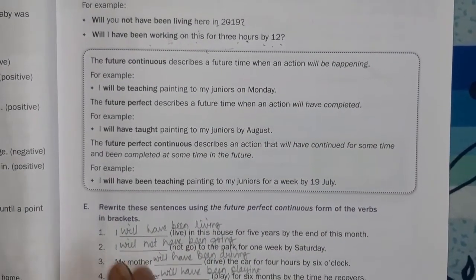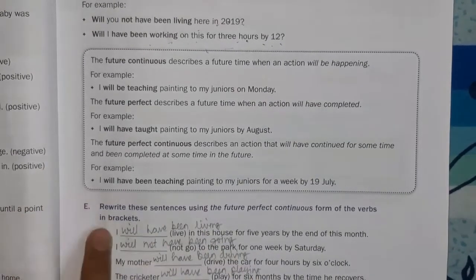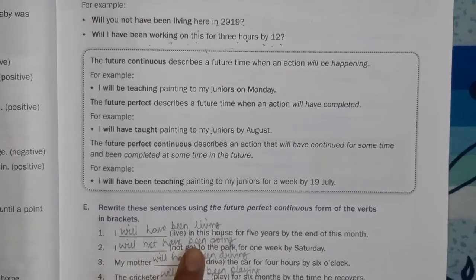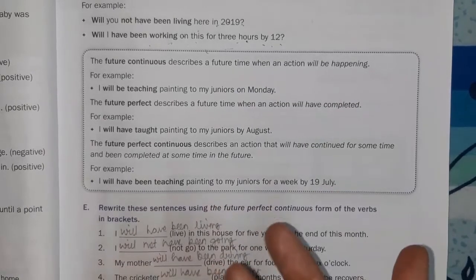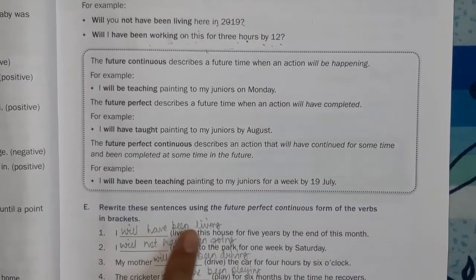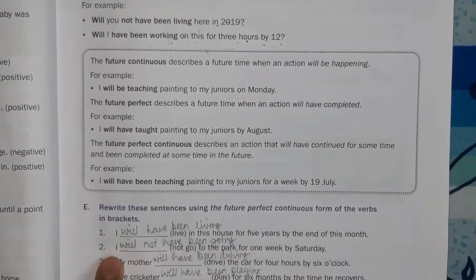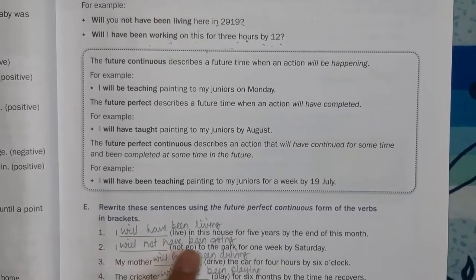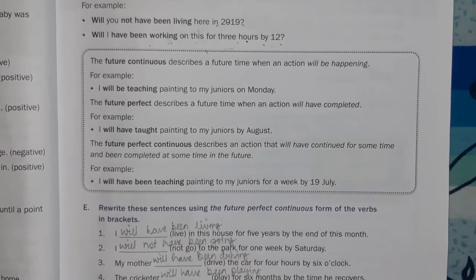Whatever you have to do in the rest of the questions, the same thing you have to do in number E. Write the verb which is given in the bracket in future perfect continuous, so you know how to write will plus have plus been plus ing. For example, I will have been living in this house for 5 years by the end of this month. The next: I not go to the park for 1 week by Saturday. I will not have been going to the park for 1 week by Saturday. So in this way you have to do, try.